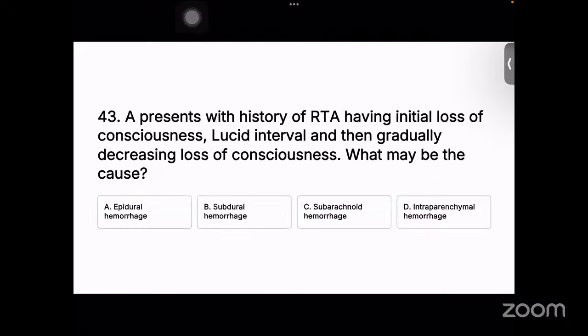Okay, next. A patient with a history of RTA, with the initial loss of consciousness, lucid interval, okay, gradually decreasing consciousness. So loss of consciousness, lucid interval, further deterioration. Typical epidural hematoma. Typical epidural hematoma, lucid interval with the initial loss followed by further deterioration. Okay. So here epidural hemorrhage is the right answer.